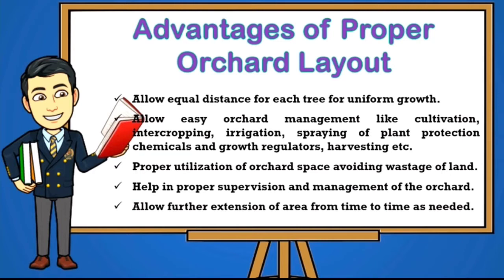Allow equal distance for each tree for uniform growth. Allow easy orchard management like cultivation, intercropping, integration, spraying of plant protection chemicals and growth regulators, harvesting, etc.